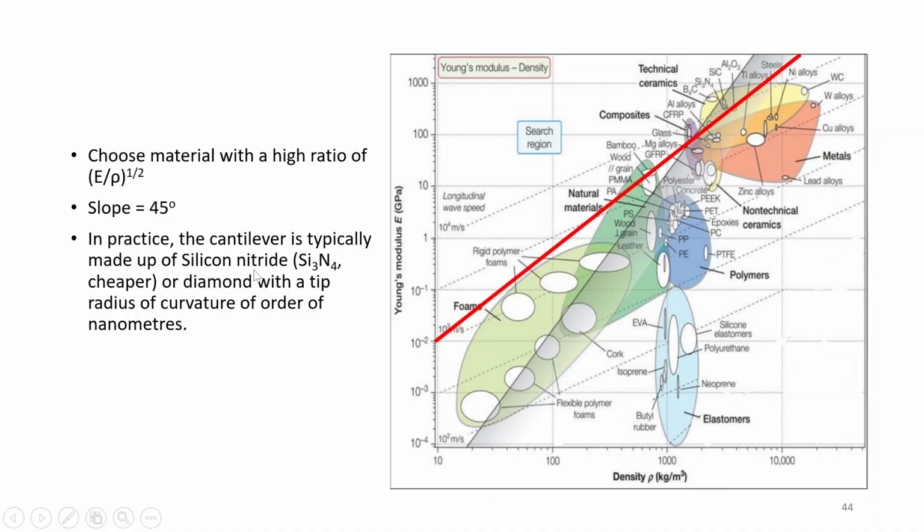So here we choose material with a high ratio of E upon rho to the power half, and the slope is taken as 45 degree. And in practice, the cantilever is typically made of silicon nitride Si3N4, which is cheaper, or diamond, with a tip radius of curvature of the order of nanometers. Okay, that's it from my side.